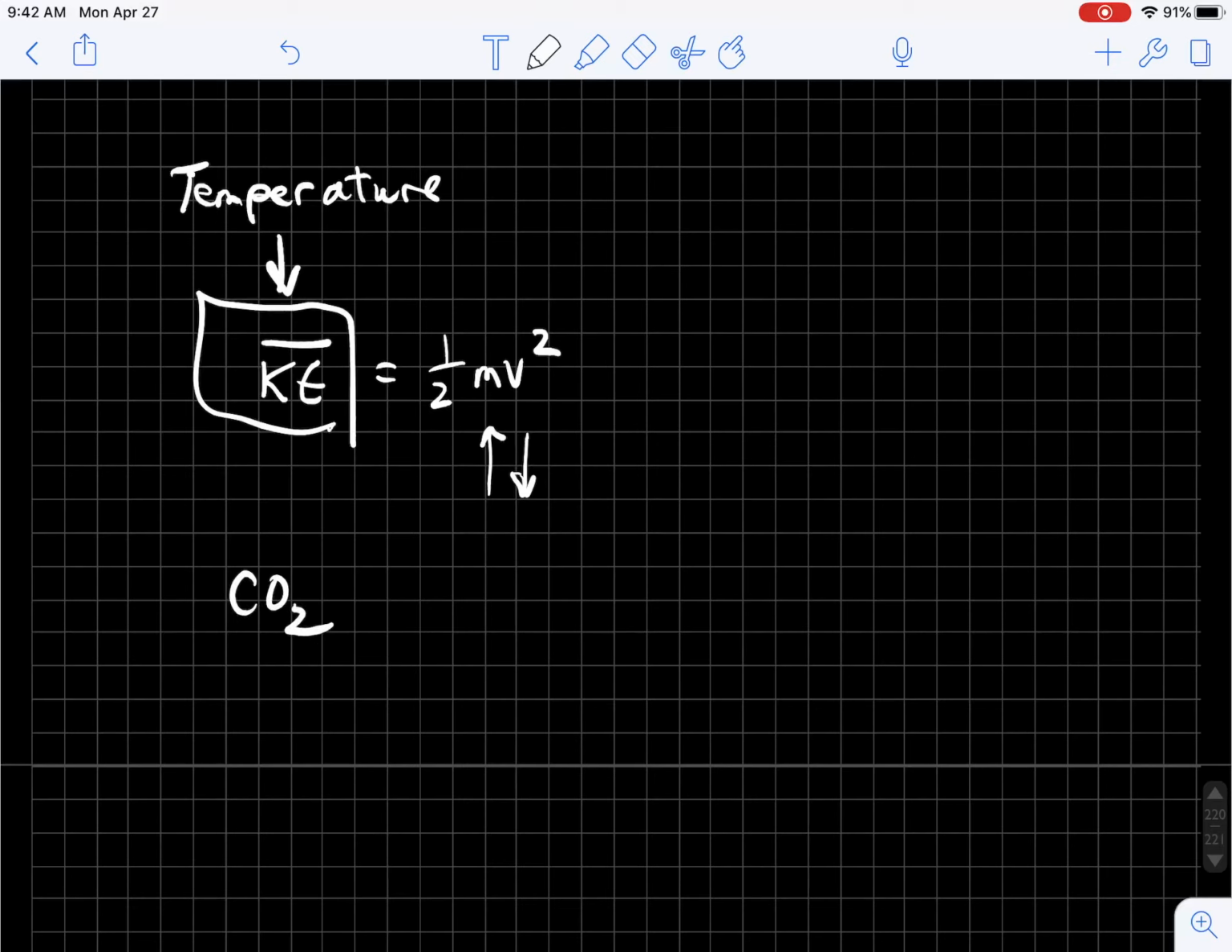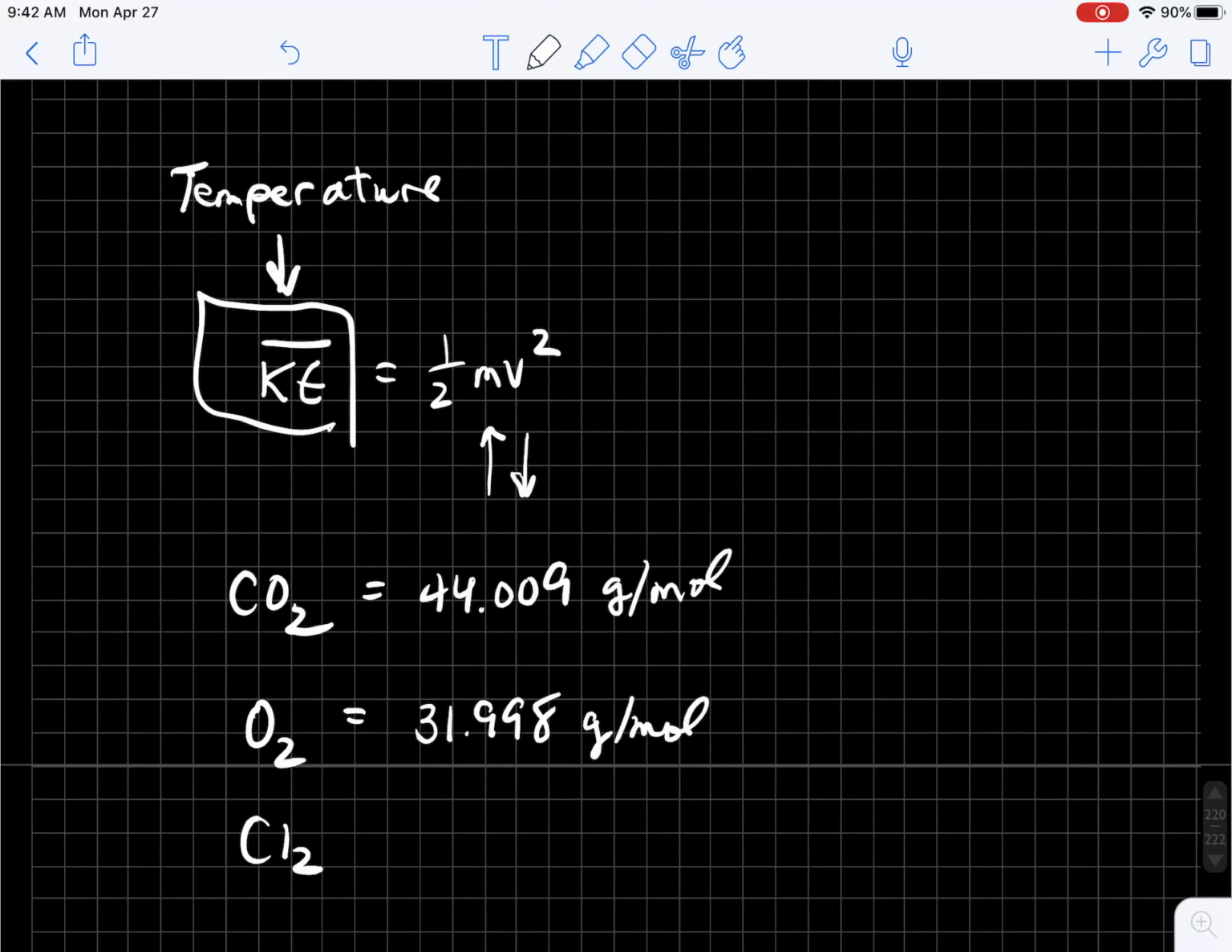So we said carbon dioxide, oxygen, and chlorine. Well, we look up their molar masses, and carbon dioxide comes out to be 44.009 grams per mole. We look up oxygen on the periodic table, we get 31.998 grams per mole. And chlorine, let me take out my calculator, 35.453 times 2, 70.906 grams per mole.